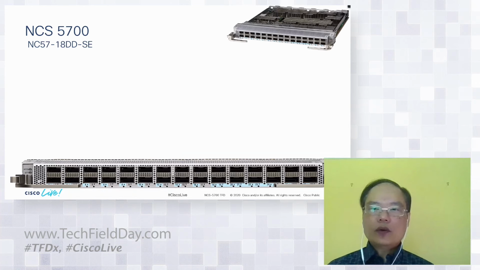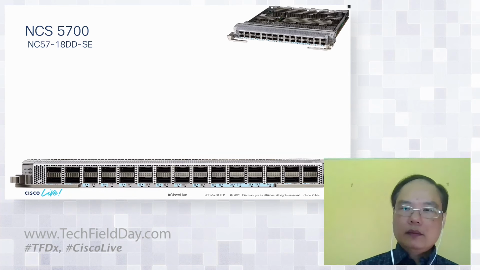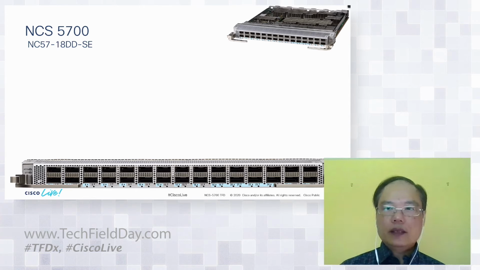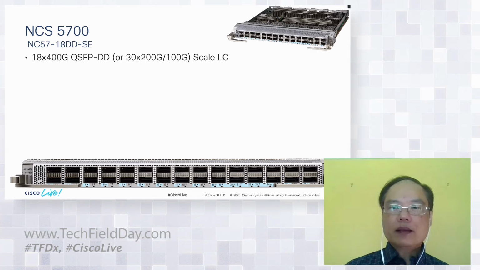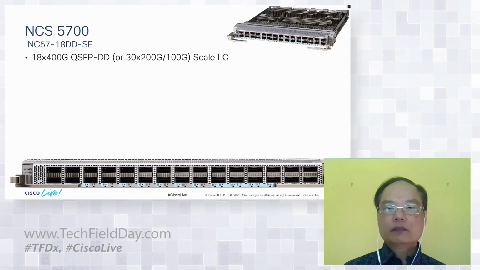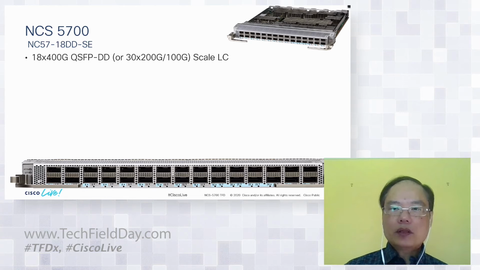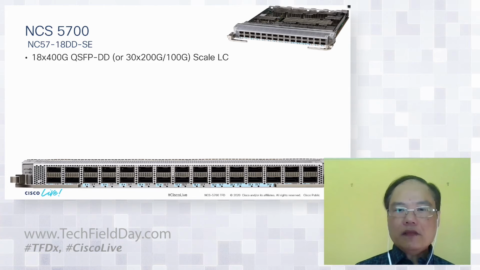This is the second Jericho II based line card, NC57-18DD-SE. As the name implies, the -SE means it's a scaled line card with external TCAM. There are 30 QSFP-DD ports on the front panel and they support either 18 interfaces of 400 gig or 30 interfaces of 200 gig or 100 gig.